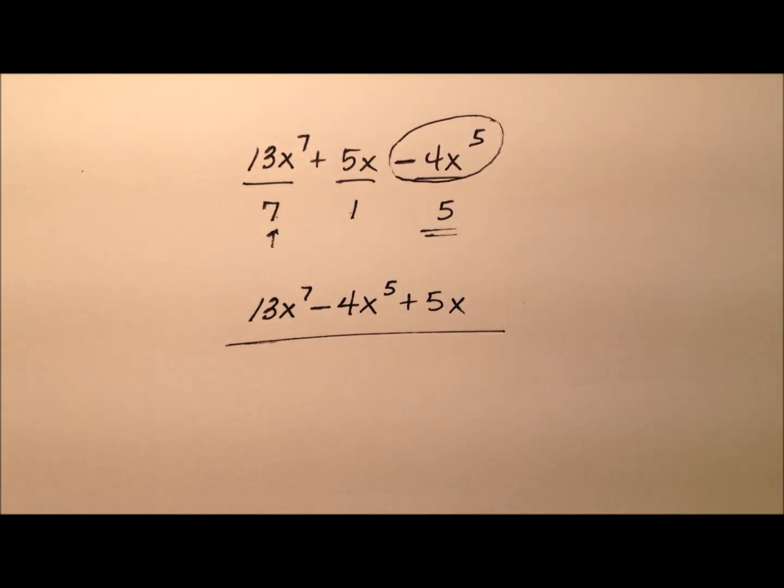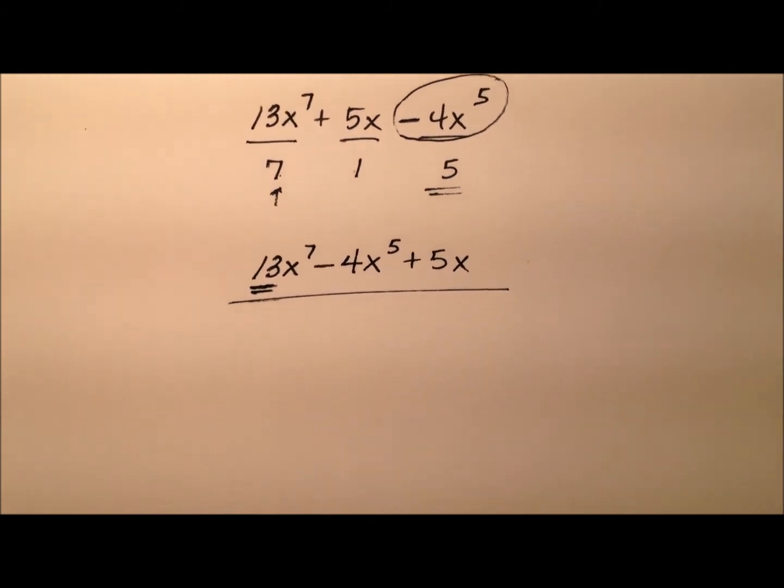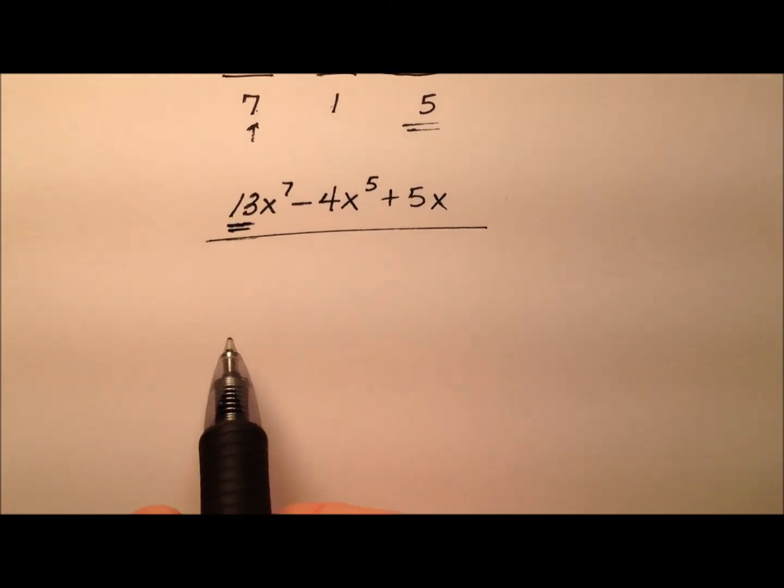And then the last piece we want to talk about is what we call the leading coefficient. And the leading coefficient is going to be the coefficient of the highest degree term. For any polynomial written in standard form, it will always be the coefficient out front. Okay? In this case, that's 13. So let's do one more example.